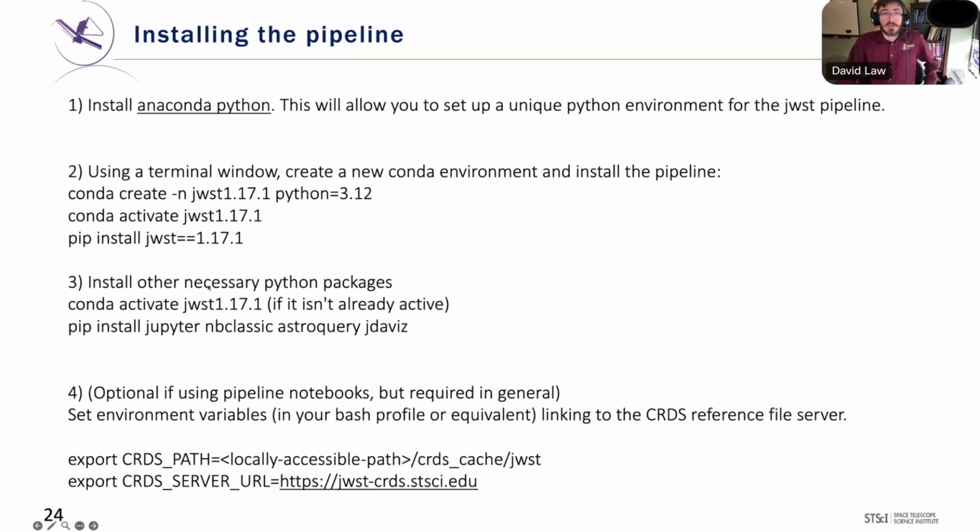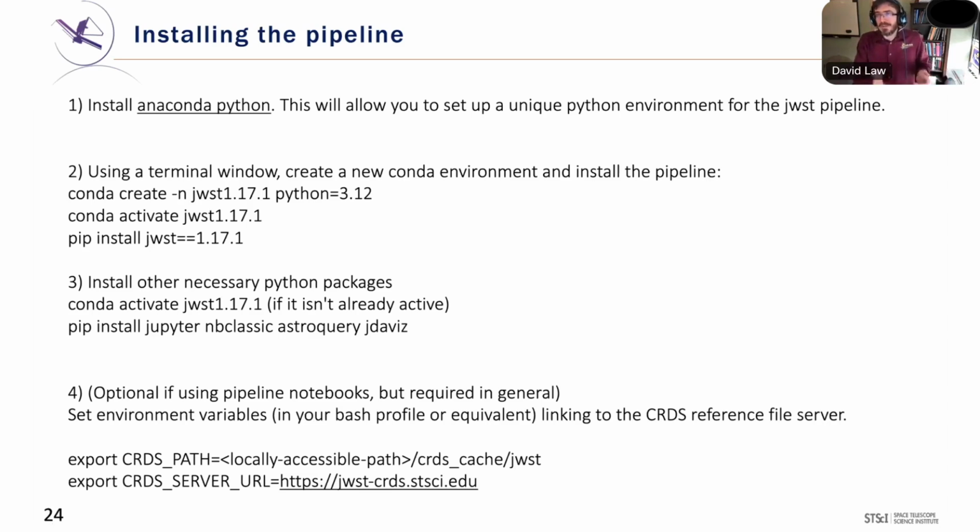Once you have a Python setup going, you just create a new Conda environment for it, and then you pip install the version of JWST that you're interested in. There's some other packages you might need to install as well. For instance, if you want to run Jupyter Notebooks, you will need to install the Jupyter client. Keep in mind that things won't work well if you try to open a Jupyter Notebook without installing Jupyter, so that's an important part of this. And then finally, there's some notes at the bottom that are optional. You don't need to do it if you're running a pipeline notebook.